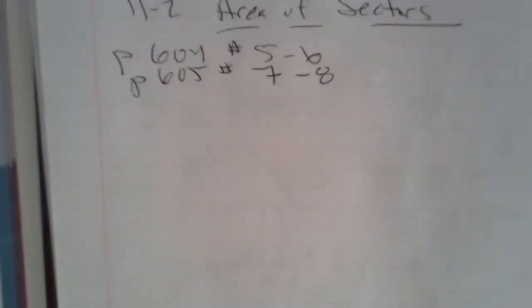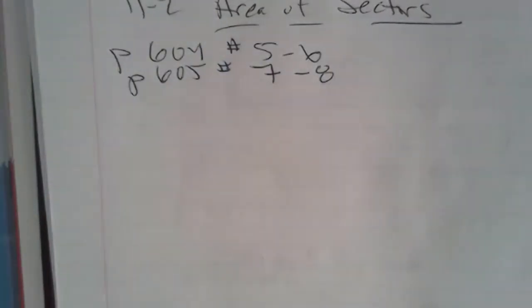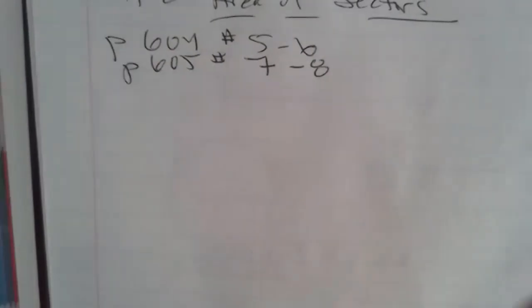So we are on page 604. You're with me. I'm going to do 5, 6, and then 605, 7, and 8. We're drawing this time. So let's look at the core concept at the top of the page. Remember when we did arc length and how to find the actual length of the arc, since we talked about degrees before? We're going to do something similar with the area of a sector.